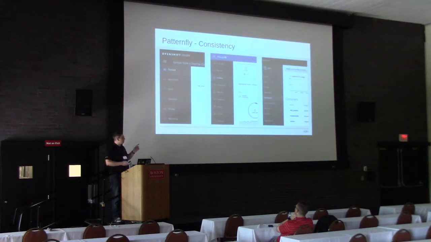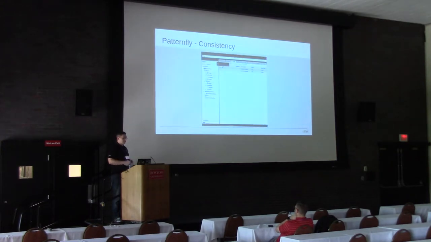From left to right, we have OpenShift, ManageIQ, and Cockpit. They're not exactly the same, but they're consistent enough that you know they belong together. And if you've used one, you'd feel at home in any of the others. Well, not too long ago, this is what the oVirt UI looked like. It obviously stood out among its siblings.